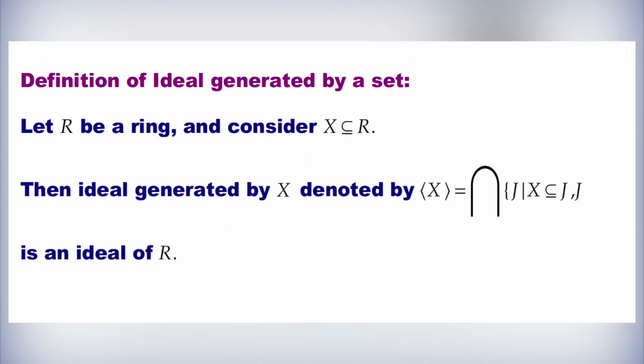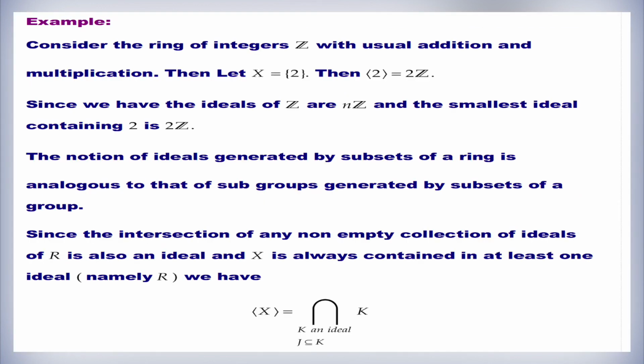The definition of an ideal generated by a set: let R be a ring and consider X to be a subset of R. Then, the ideal generated by X, denoted by (X), is equal to the intersection over all J such that X is a subset of J and J is an ideal of R. For example, consider the ring of integers Z with usual addition and multiplication. Let X be the ideal generated by 2. Then (2) equals 2Z, since the ideals of Z are nZ and the smallest ideal containing 2 is 2Z.